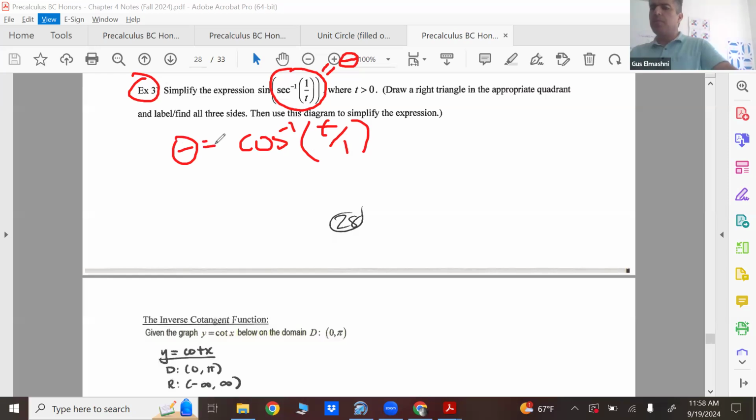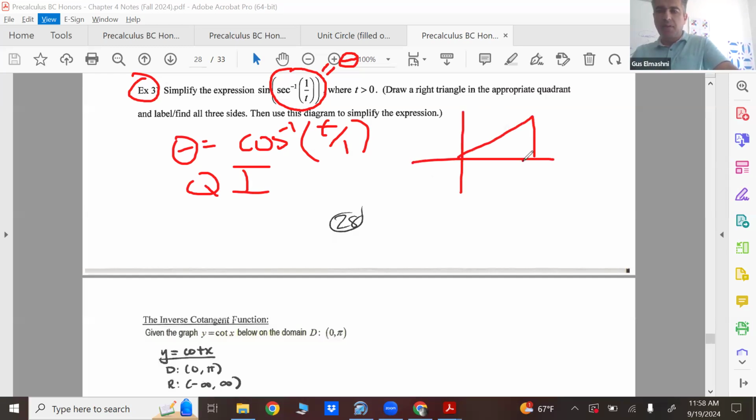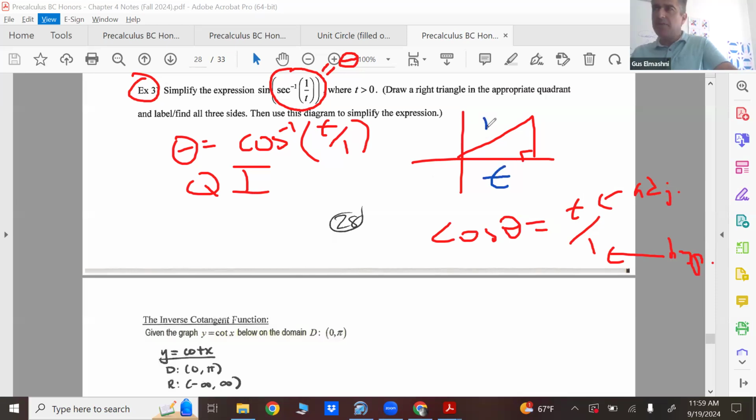T is greater than 0. What quadrant am I in? Q1. Just foundationally, that makes sense. What is cosine? Adjacent over hypotenuse, right? So we know that cosine theta equals t over 1. That's adjacent. That's hypotenuse. Therefore, that's t. Does that make sense?